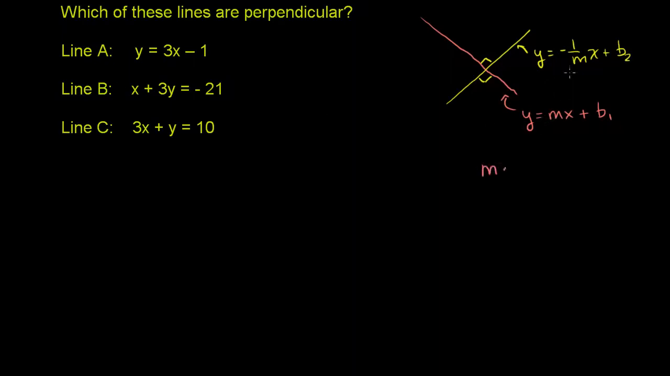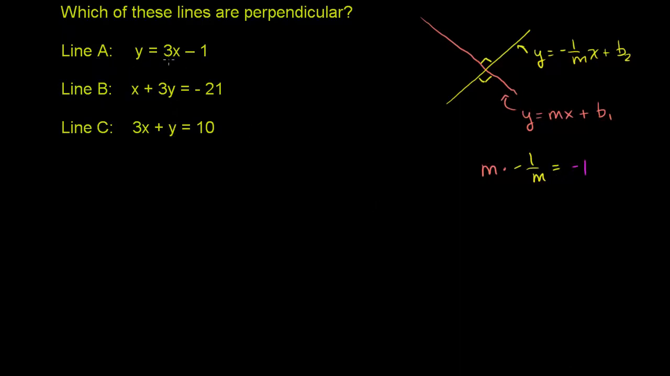m times negative 1 over m, these two are going to cancel out. That's going to be equal to negative 1. So let's figure out the slopes of each of these lines and figure out if any of them are the negative inverse of any of the other ones.